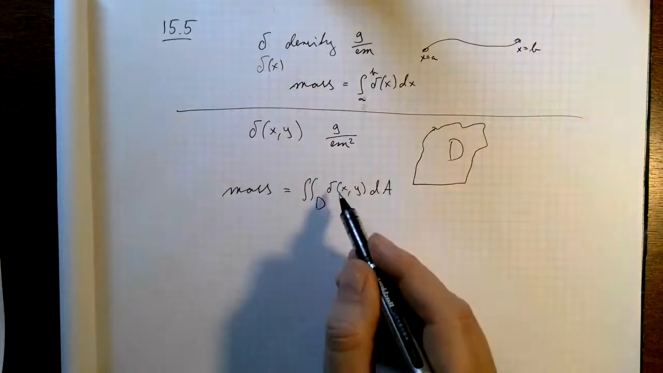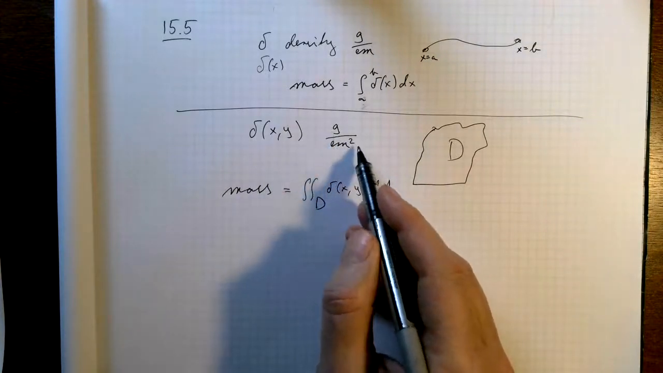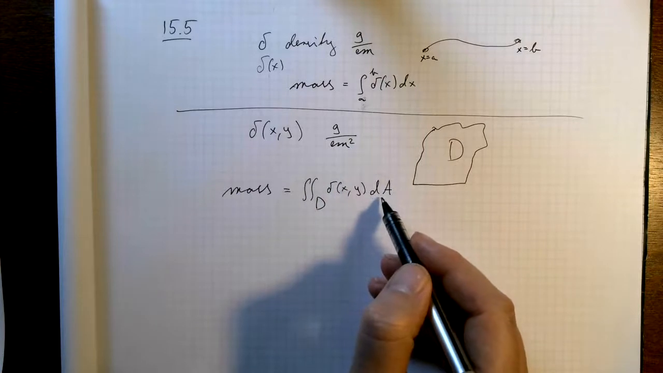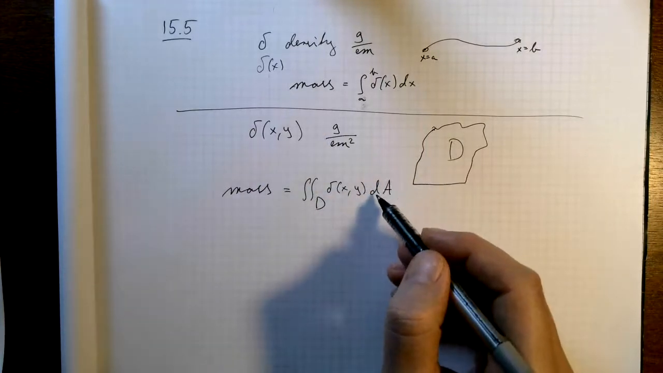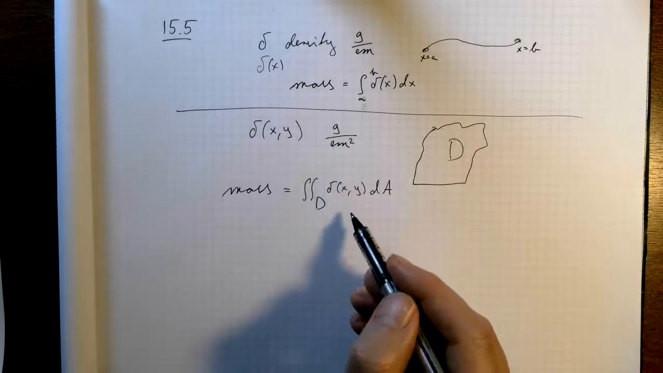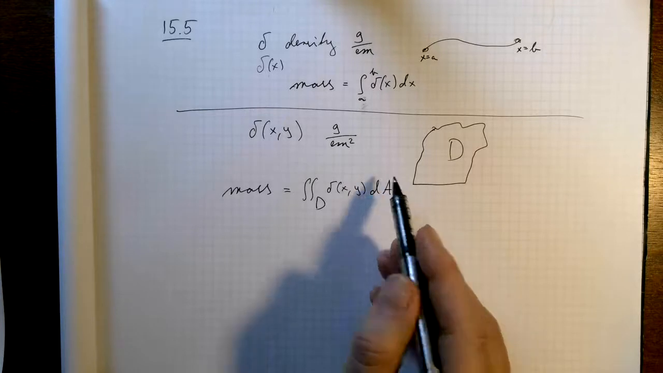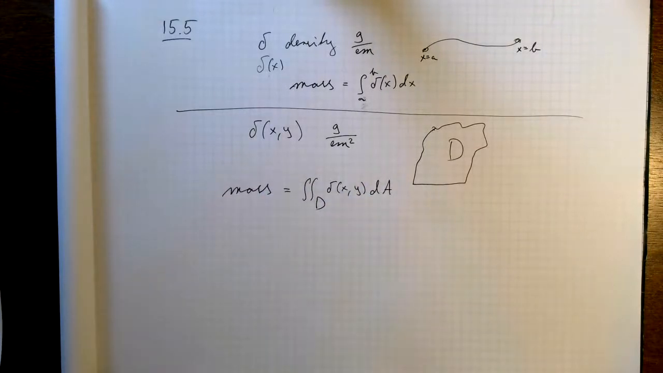Same in here. We have delta in the units of grams per centimeter squared. We're multiplying by area, which is presumably in centimeters squared. So grams per centimeter squared times centimeters squared is in the units of grams, so it's units of mass. That's why we're getting mass. So the units work out.